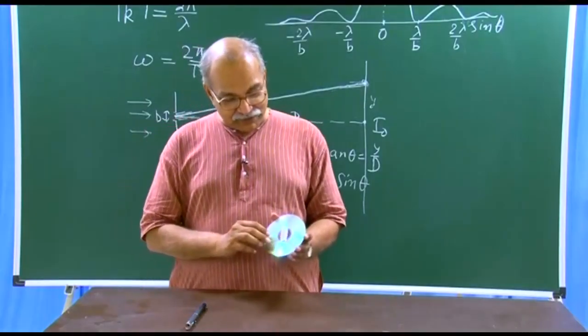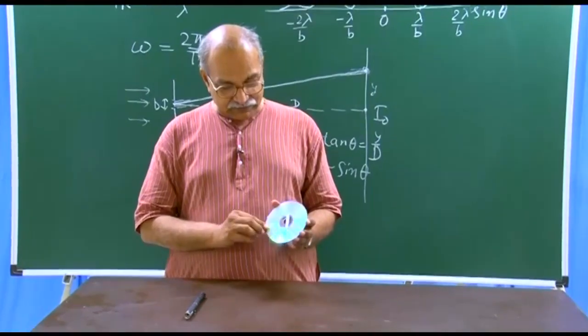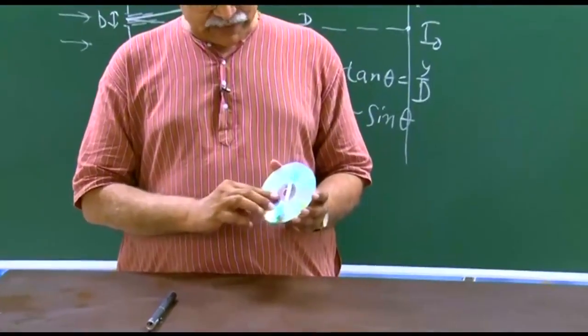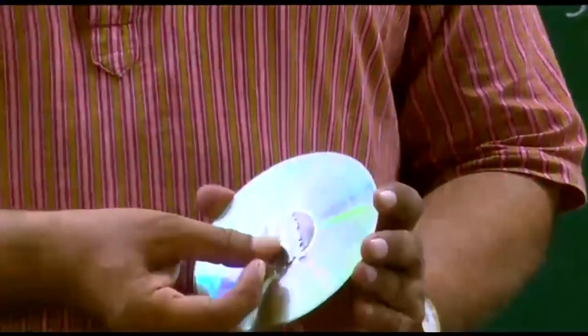To make the slit, what we have done is we have taken two pieces of razor blade, and these two pieces are placed parallel to each other on this compact disc.